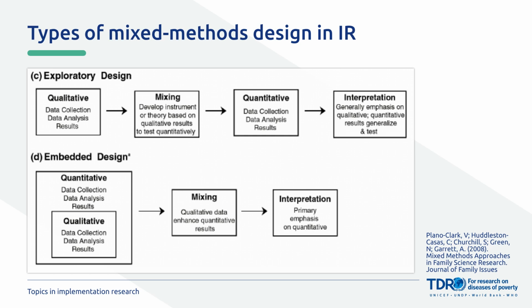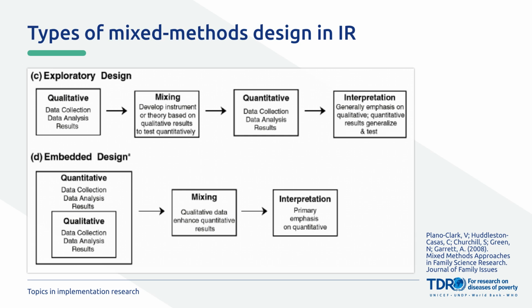Finally, the concurrent embedded design. In this type of design, quantitative and qualitative research are conducted at the same time, but one method is embedded within the other. It gives more weight to one of the two sets of findings, with a primary method, quantitative or qualitative, guiding the approach. For example, a quantitative survey includes some open-ended qualitative questions.